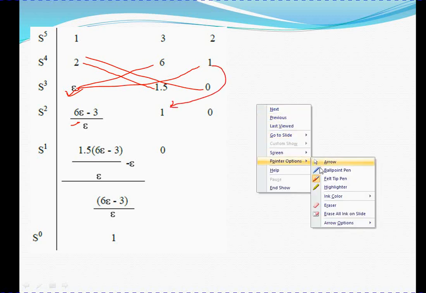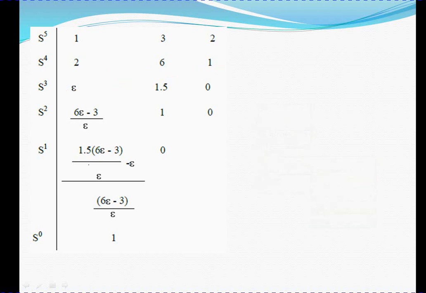So this forms the square row. Now we need to calculate the s to the power 1 row. So what is the multiplication that we need to do? These two terms minus epsilon, divided by 6 epsilon minus 3 divided by epsilon, as it is written here. So what will be the second element? The second element will be equal to 0.